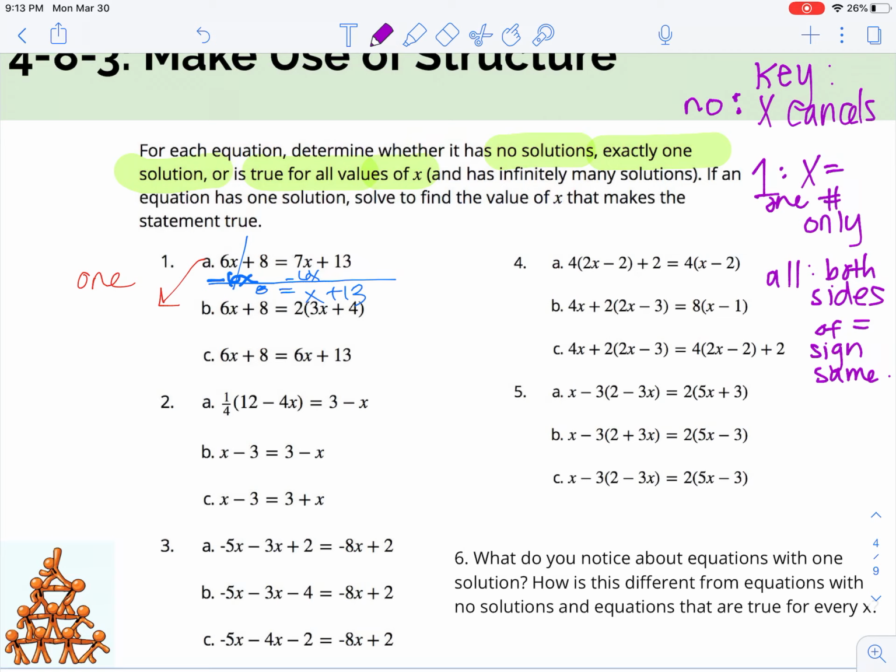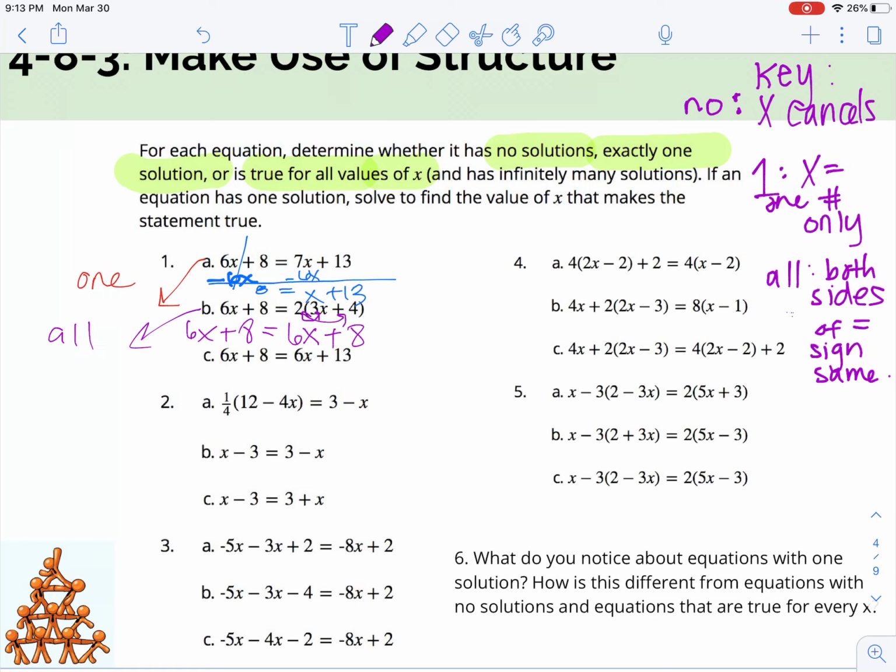Here we go. So 6x plus 8 equals 2 times (3x plus 4). So first thing I'm going to do, I'm going to distribute, right? I'm going to distribute my 2 in this thing. I'm going to leave that. So 6x plus 8, there's nothing to do with that yet, right? 2 times 3 is 6, so 6x, and 2 times 4 is 8. So right away, I'm like 6x plus 8 equals 6x plus 8. Perfect, done. That means that it is all, right, from over here on your key, because both sides are the same. So I write all.